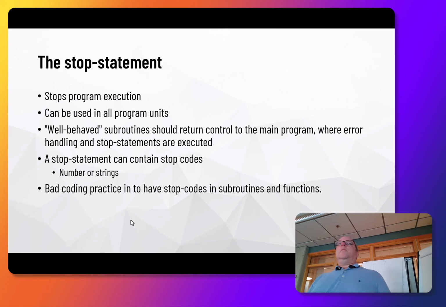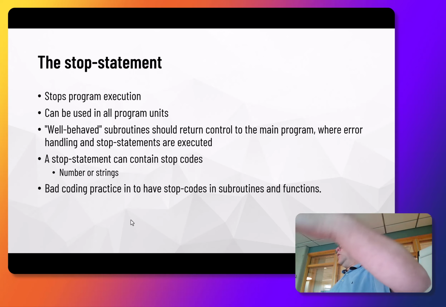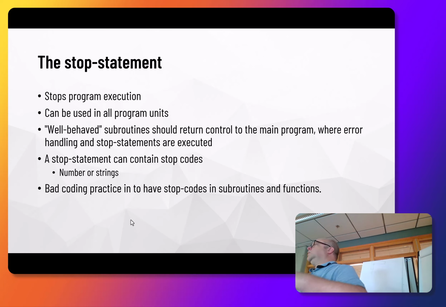A well-behaved subroutine should perhaps return control back to the program and return some error code instead of having stop statements inside it. But you can also have stop codes that give you a number or a string, so that you can say, okay, this program had a catastrophic failure. It was due to X. So you can use the stop codes as well.